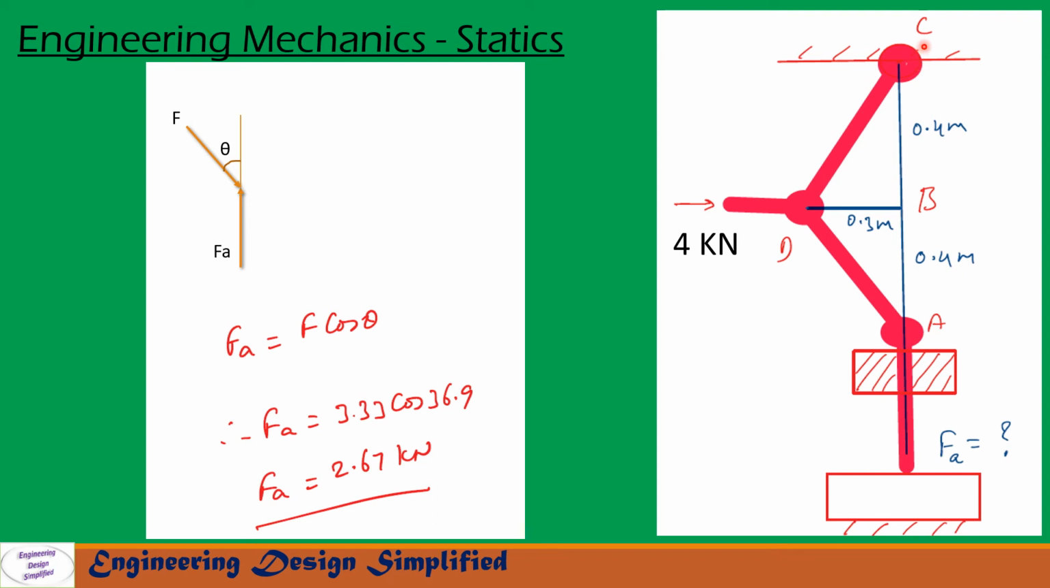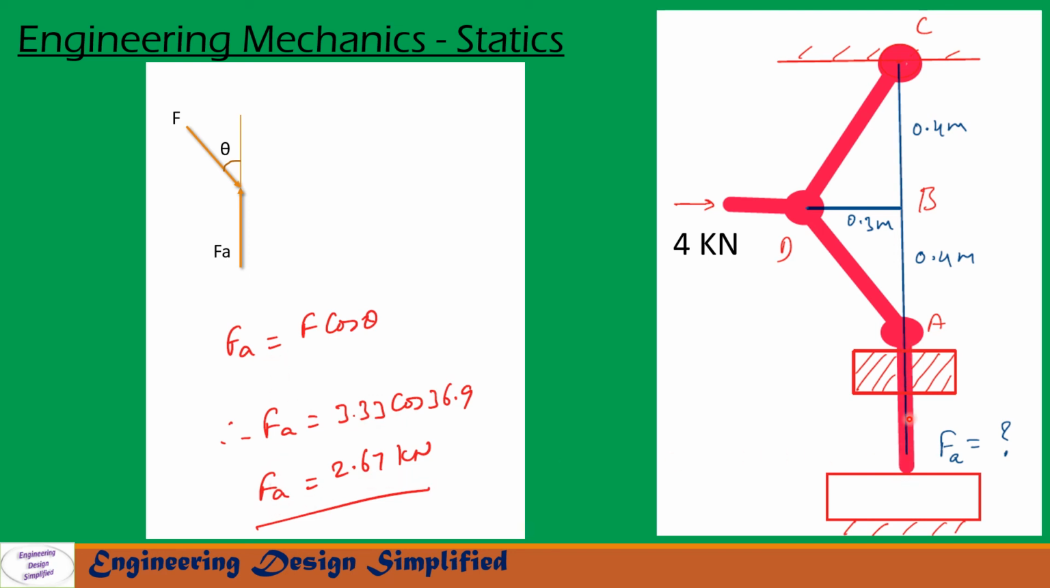After calculating reaction forces in members DC and AD, now let us calculate force on this plunger, FA. So forces at point A can be represented as F, that is force in this member at an angle theta with the vertical, and FA is the force on the plunger. So FA can be written as FA equal to F cos theta. So we get FA equal to 3.33 into cos 36.9. So F is already calculated in the previous slide, that is 3.33 kilonewton. So we get FA equal to 2.67 kilonewton.